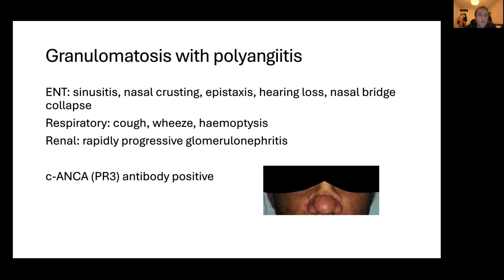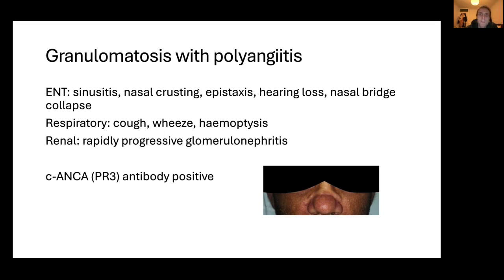So we see histories of sinusitis, nasal crusting, recurrent nosebleeds, and classically this nasal bridge collapse. So here's a photo from Google. Does anyone else know what else could cause nasal bridge collapse? If anyone knows other causes, just put them in the chat. Any other ideas, guys? What could cause deformity in your nasal cartilage and septum like that?